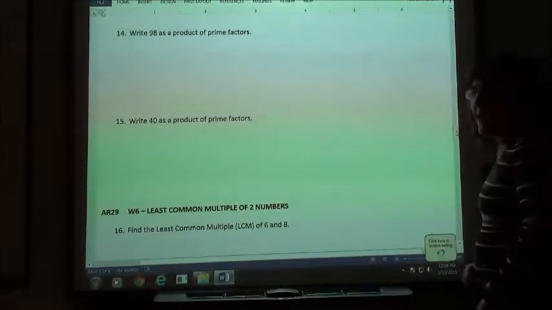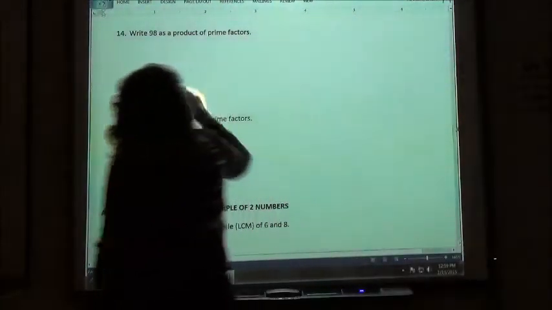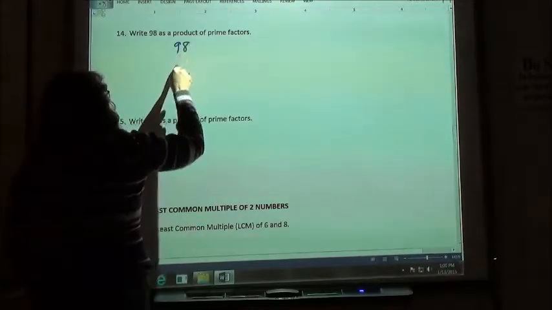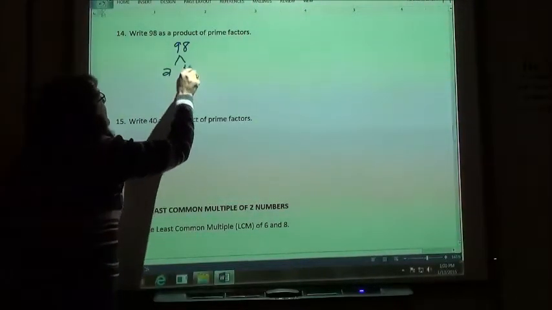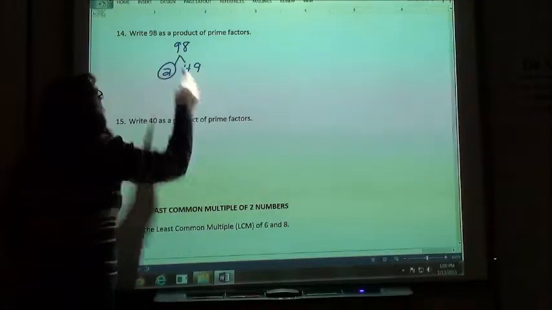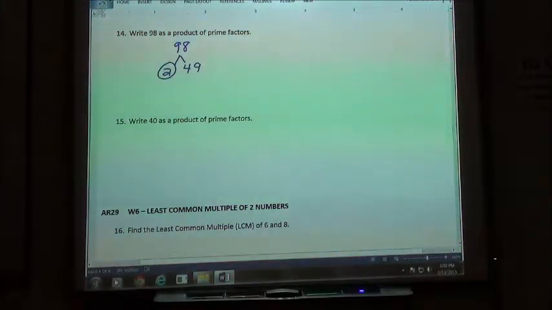So now we're going to do 98 then. I want to write it as the product of prime factors. What times what gives me 98? 2 times 49. We know it's an even number, so for sure 2 is going to work, right? 2 is a prime number. 49. Can we factor 49?